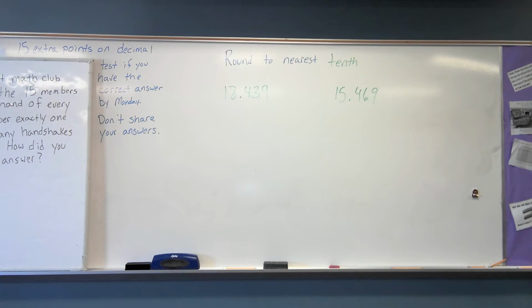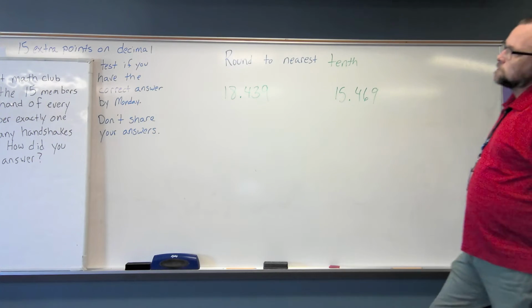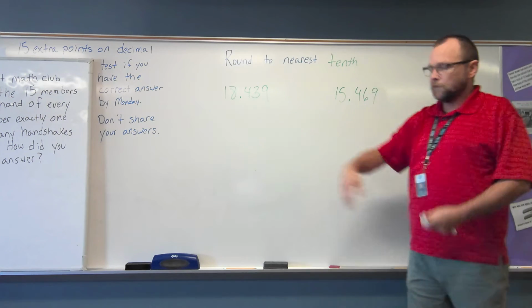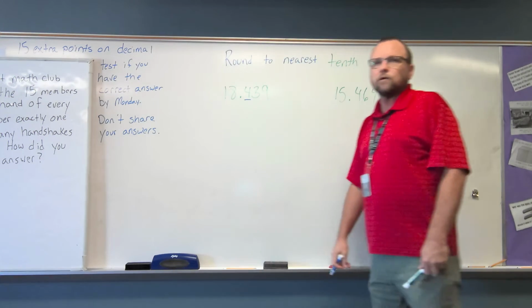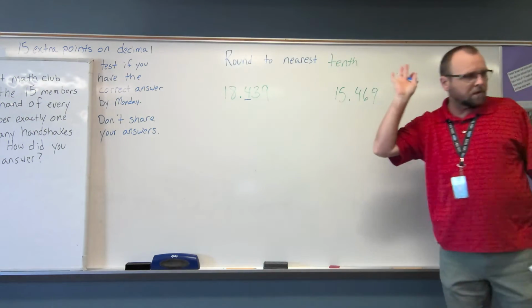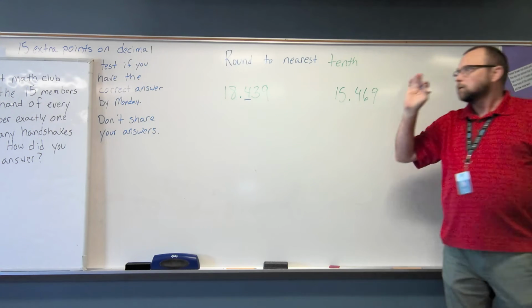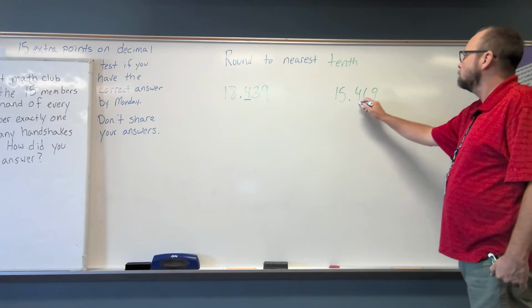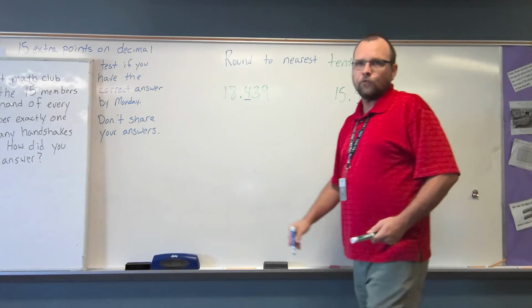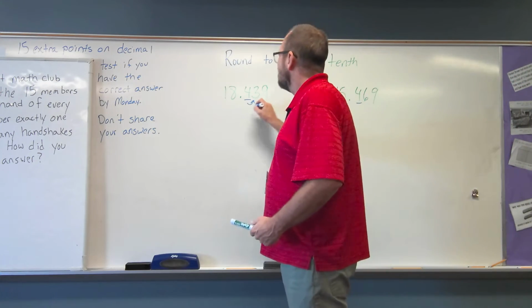Miriam, I have 18 and 439 thousandths. Miriam, what number is in the tenths place here? 4. So the 4 is going to be the number I either add 1 to or I leave the same. Everything behind it then becomes zeros. Miriam, what number is in the tenths place here? 4. Wow, they're both 4. So I'm going to look behind it.